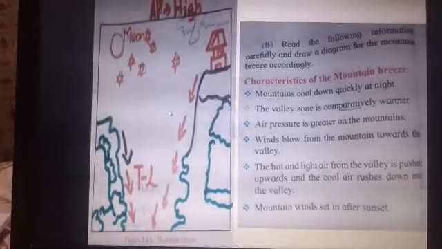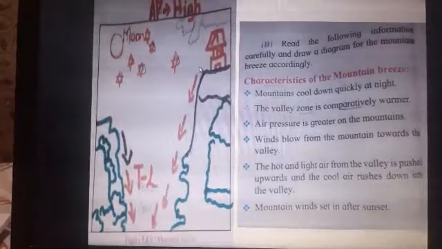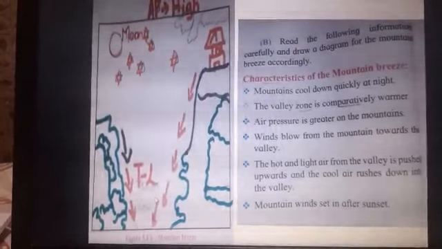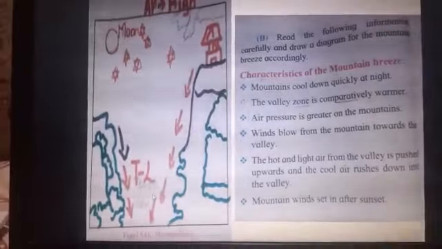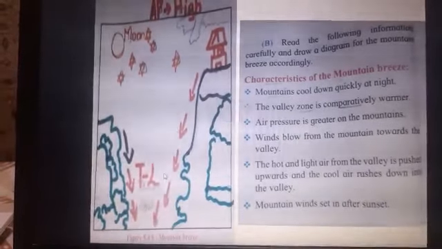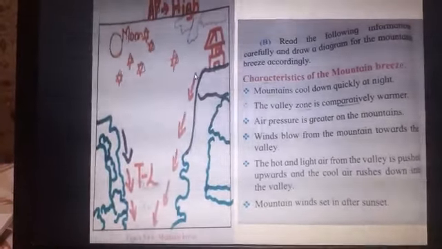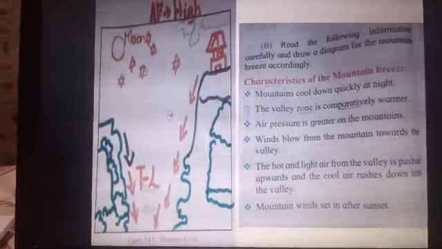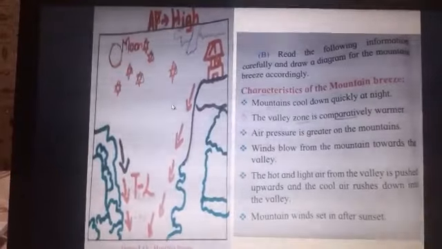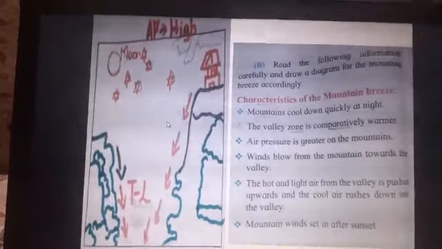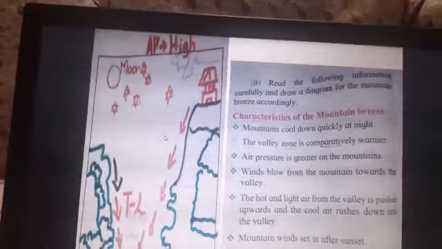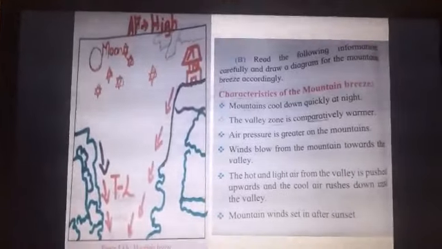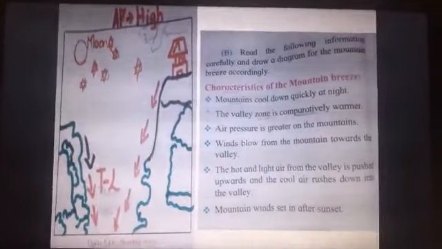So winds are blowing from where? That is, from the mountain towards the valley. In the valley breeze, the winds were blowing from the valley towards the mountain. Now the winds are blowing from the mountain towards the valley. So these breezes are called mountain breeze. क्योंकि हवा कहाँ से चलती है? ऊपर से नीचे जाती है वैली की तरफ. So it is called the mountain breeze from the direction in which it is blowing.